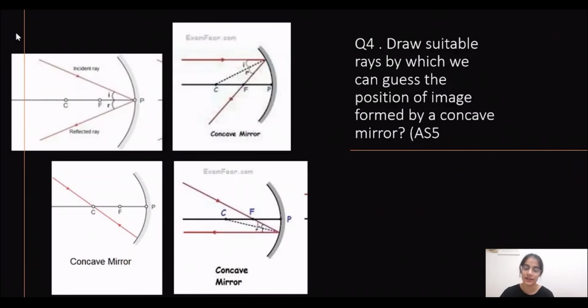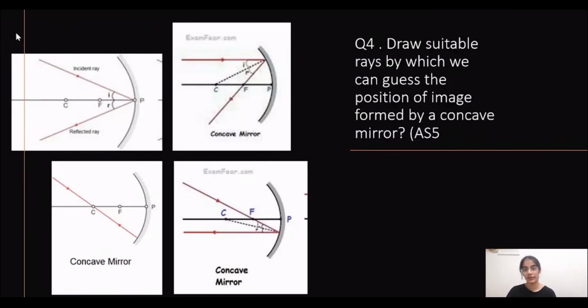That is, if there is an angle that is formed between the incident ray and the principal axis, then the same angle would be formed between the reflected ray and the principal axis. This happens only when the ray is incident at the pole. Second, if the ray is parallel to your principal axis, after reflection it will pass through the focus in a concave mirror.